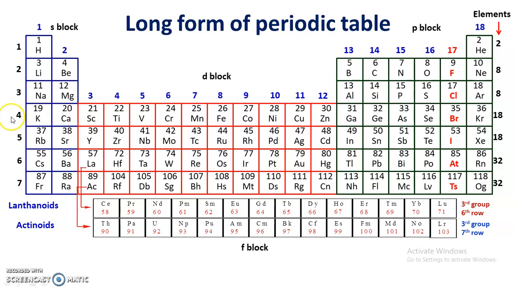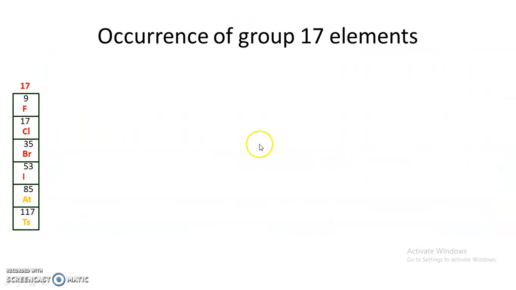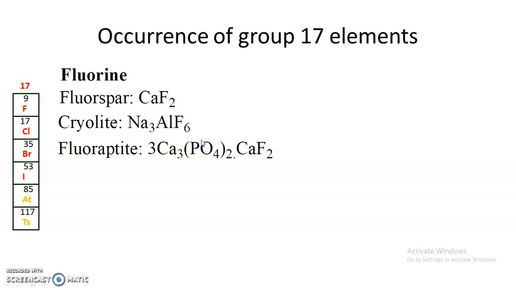There are 4 blocks: S block, P block, D block and F block. So these elements are placed in P block, and the group 17 elements are fluorine, chlorine, bromine, iodine, astatine and tennessine. Now about the occurrence of group 17 elements. Out of these various halogens, astatine and tennessine are radioactive and man-made or artificial elements.